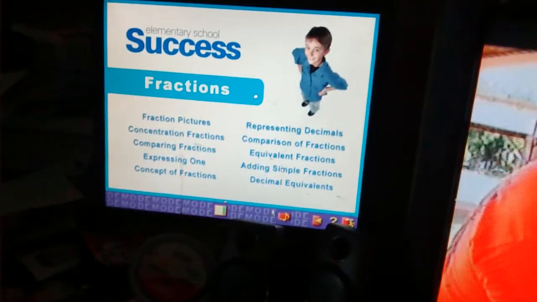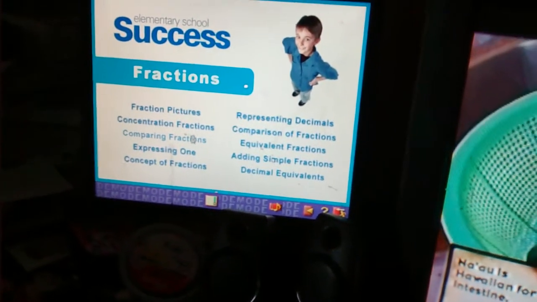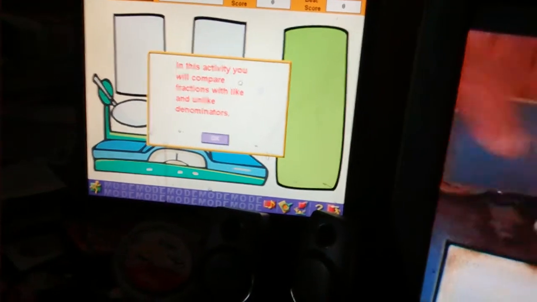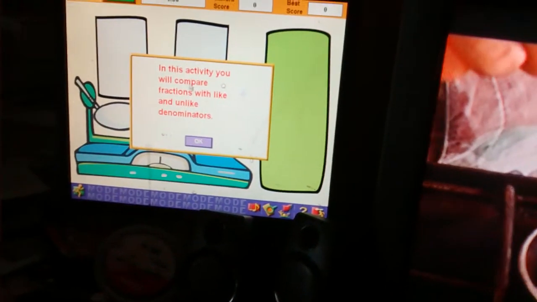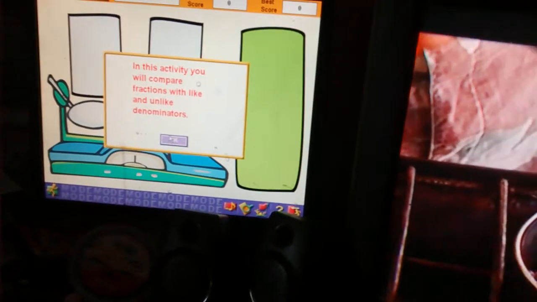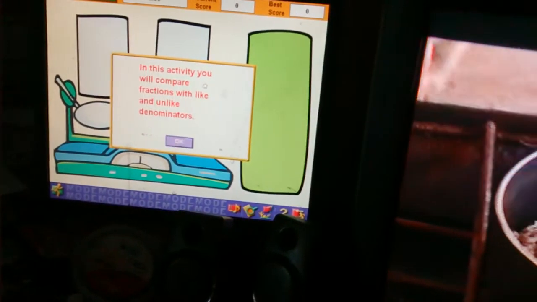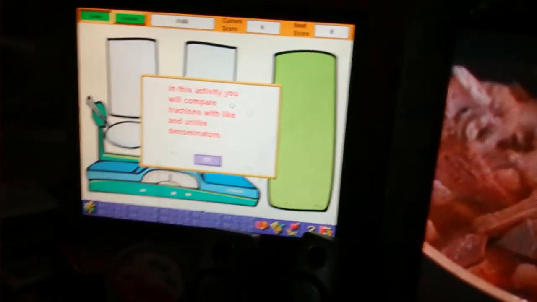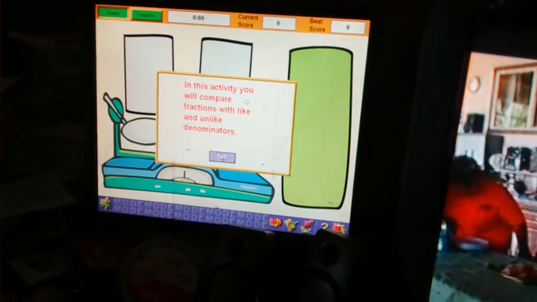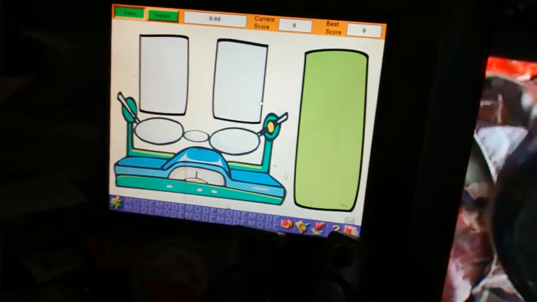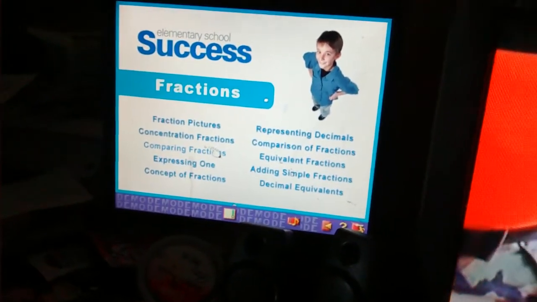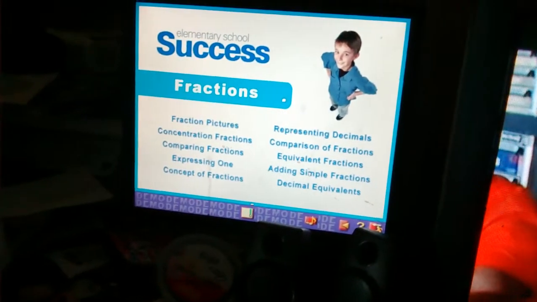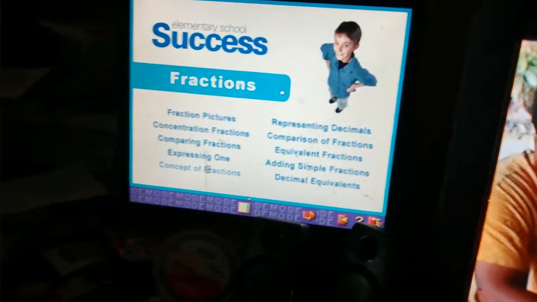On comparing fractions. Okay, go out of that one, not that one. You will compare fractions with... Exit, where it says exit. At the bottom. In the corner. I have to click on that first. Let's see. Wait a minute. Concept of fractions, I think. Try concept. I think that one is more what I was looking for. Yeah, this one.